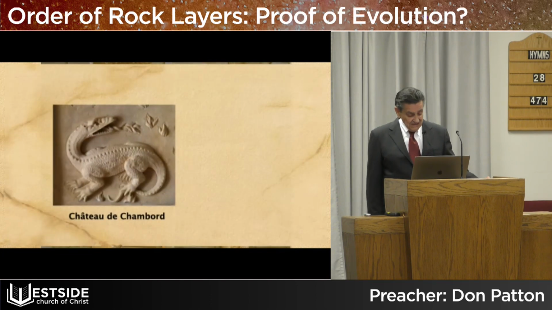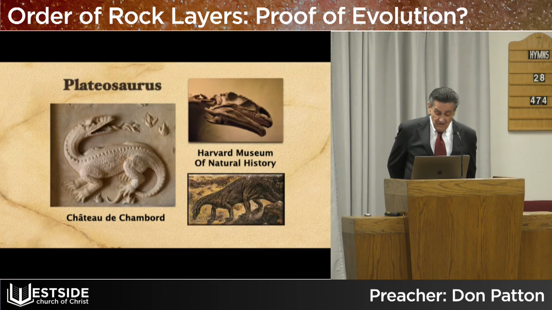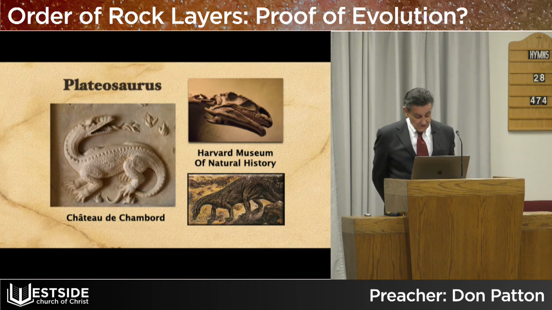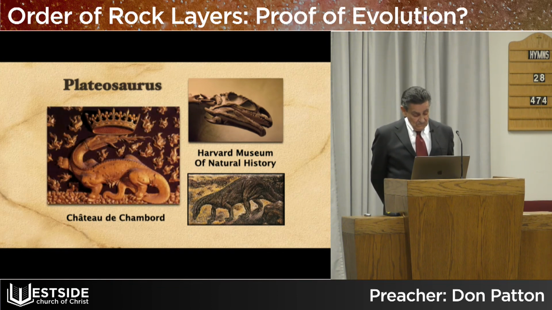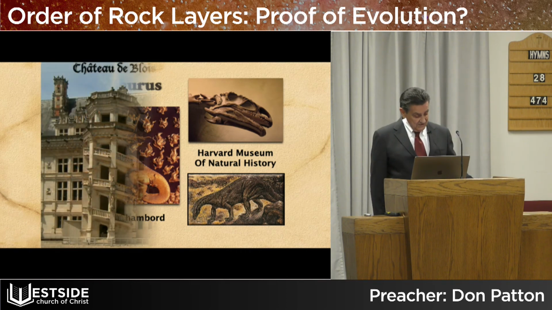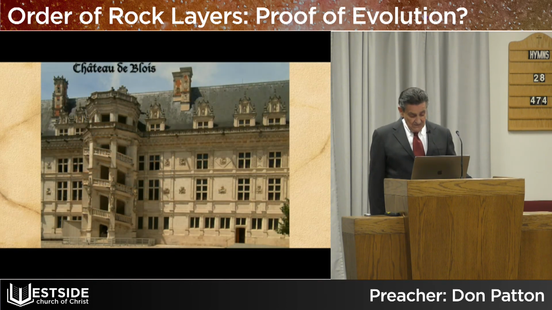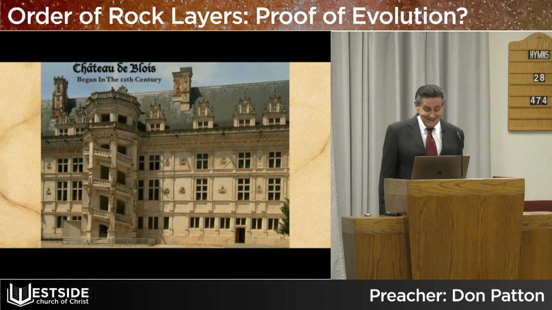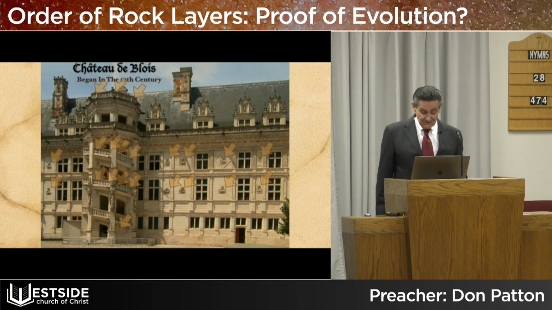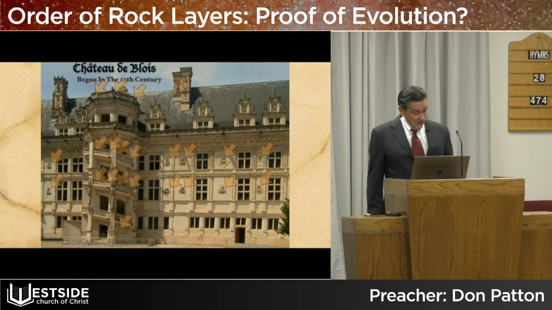Here's one of the ceiling tiles compared with the Harvard Museum of Natural History's representation of Plateosaurus. Looks a lot like it. This one is over the fireplace at Chateau de Chambord. We traveled to another castle in southern France, Chateau de Bois, and it has the same dinosaur all over it. I didn't get a count, but you can see where the arrows go are all pointing to them.